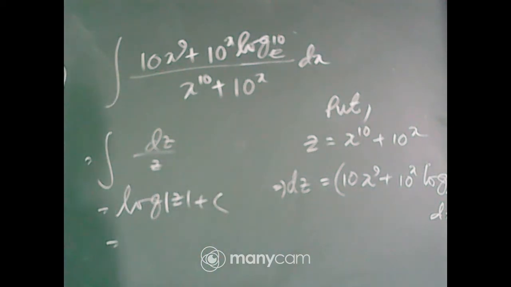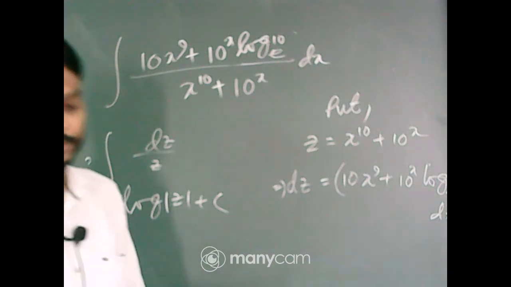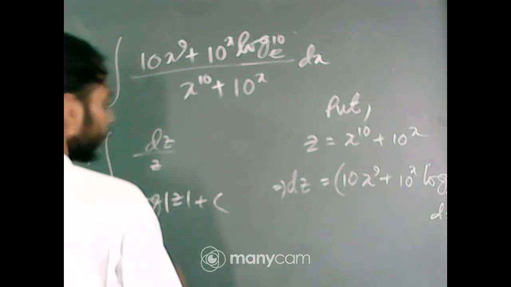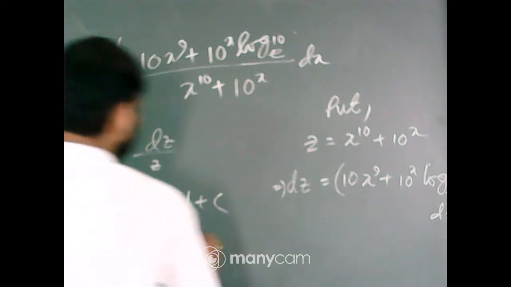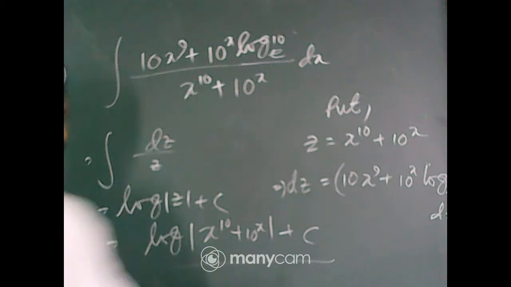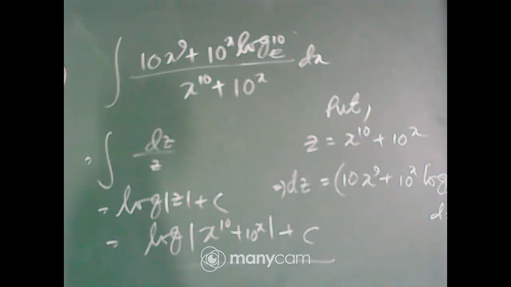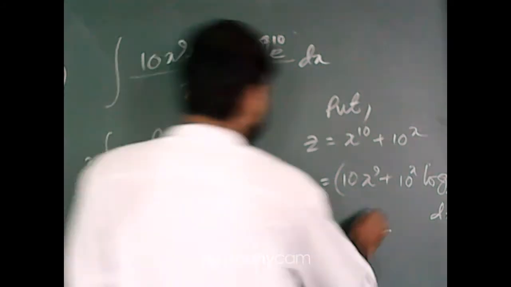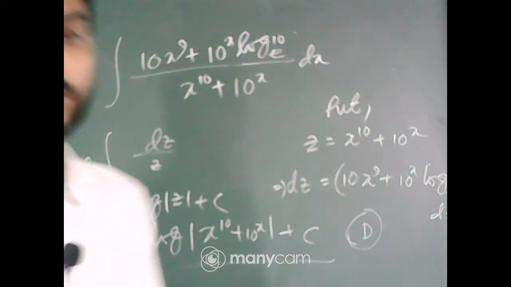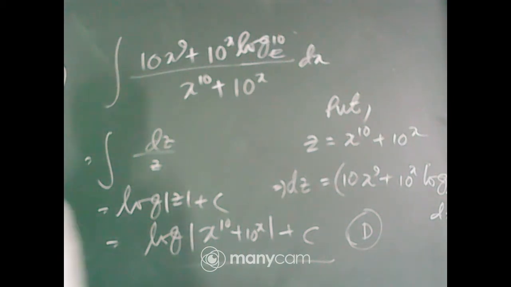Type the answer. Akash, Subhajit, Saprabho, type the answer. A, B, C or D? So log of x to the power 10 plus 10 to the power x plus c, that is option D. Yes, you are correct. Yes, Akash, Saprabho, Subhajit, thank you all of you. The answer will be D. All of you are correct. Very good. So move on to the last problem of this exercise.